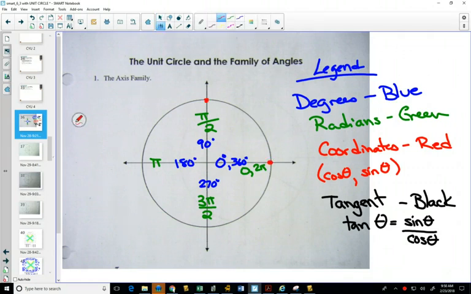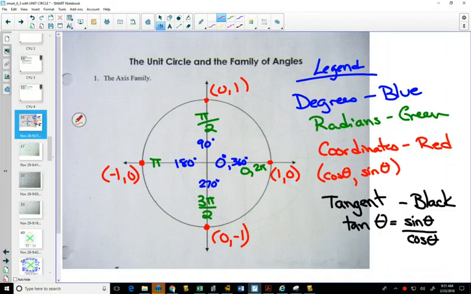This is the axes family, so these are the points on the unit circle where the unit circle and the axes intersect. And we are able to label those points because the radius of the unit circle is 1. So this point here, the x value would be 1, the y value would be 0. This point up here, the x value is 0, the y value would be 1. Here we would have negative 1 comma 0, and here we would have 0, negative 1.